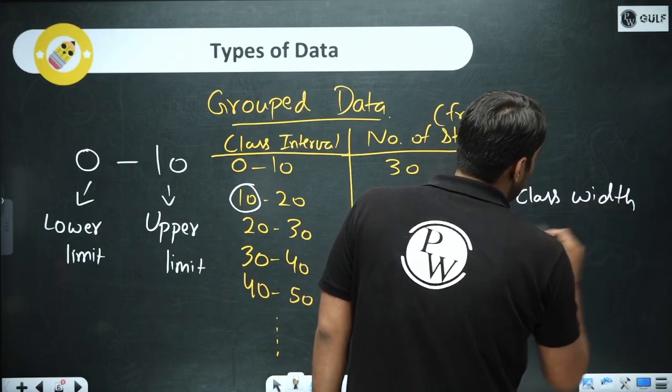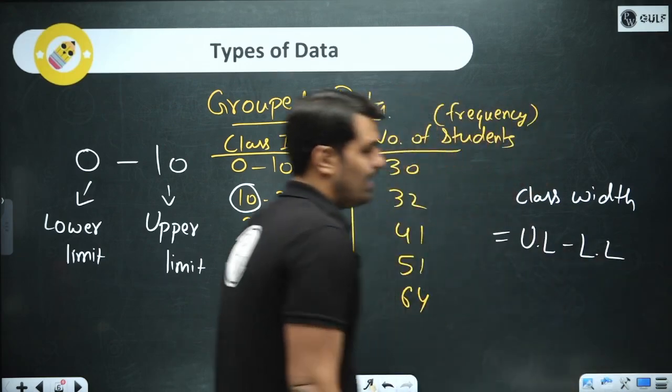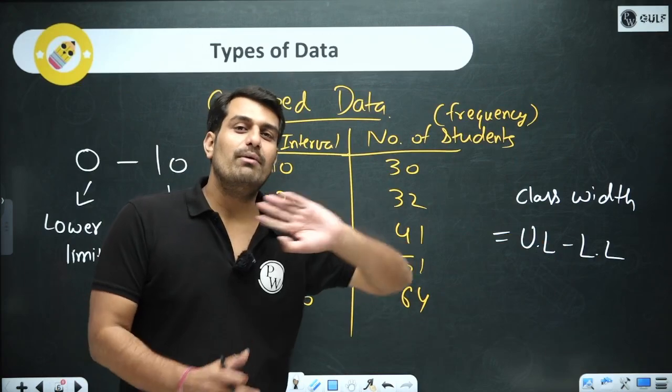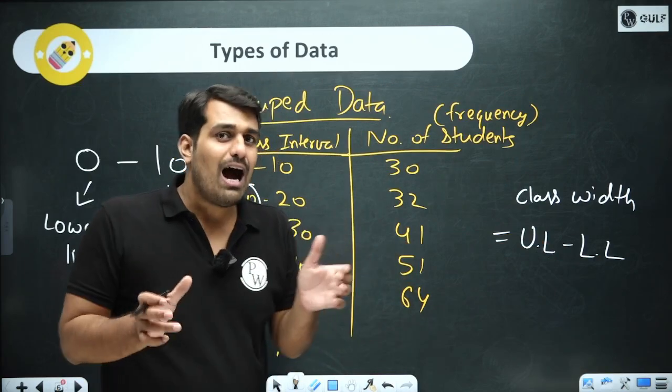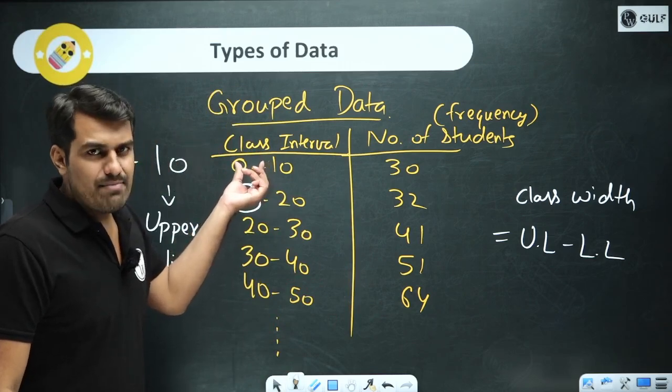The class width is basically the upper limit minus the lower limit, UL minus LL. So whatever we initially want to come up with, the upper limit minus the lower limit will indicate our class width, so how big our class width is. So 10 marks, for 10 marks we have considered.